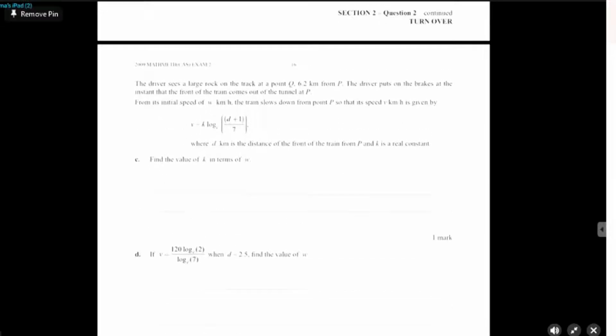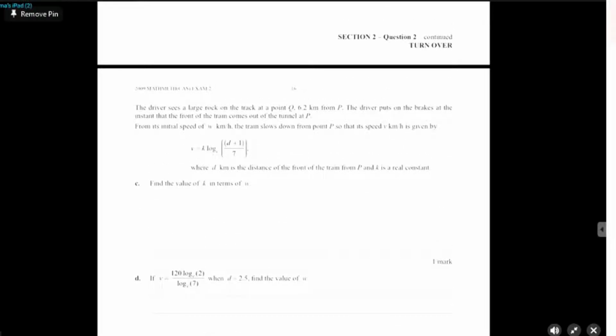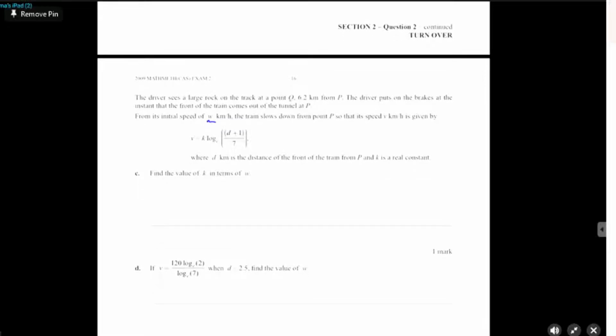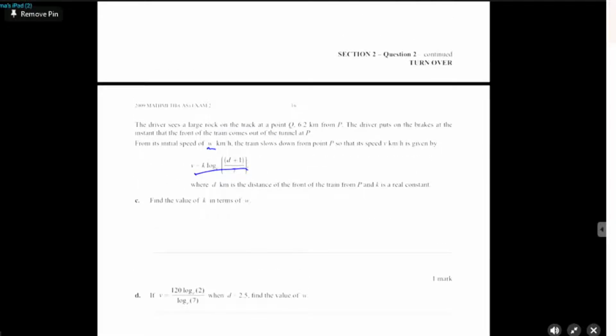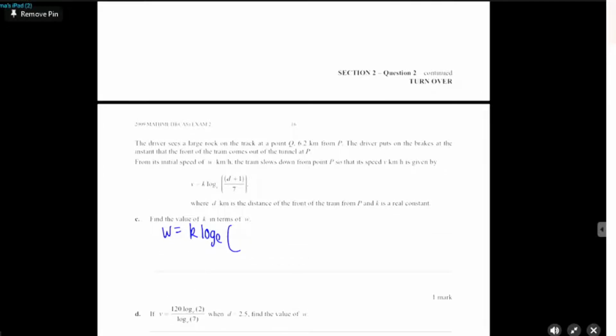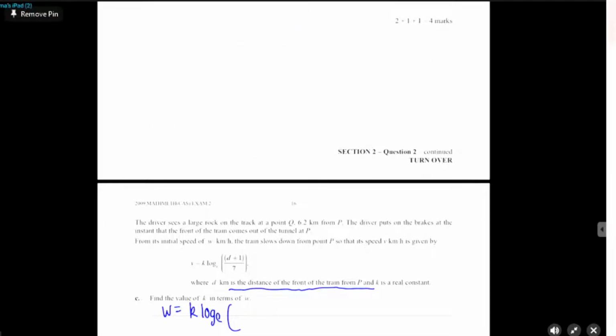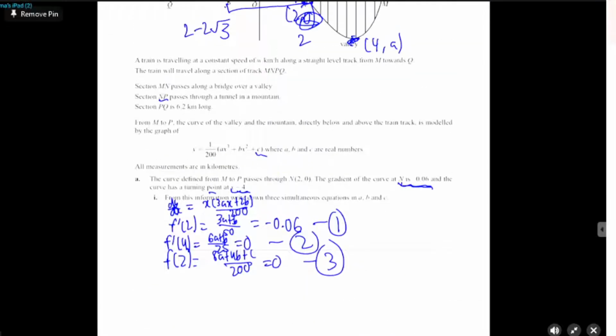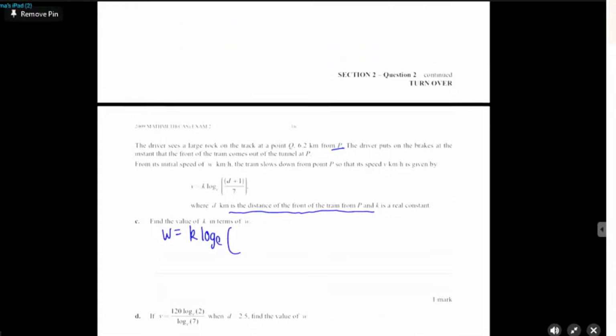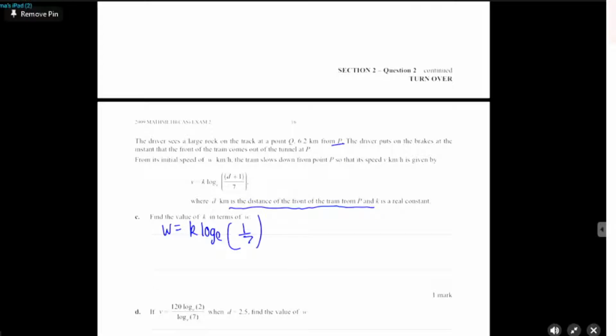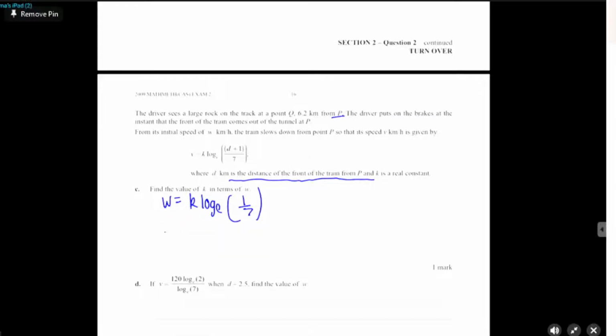Then question C. What you need to know is that you can find the initial speed just using this equation here. W is equal to K times log e of something. It's given that the distance is from the front of the train from P, and the initial speed, as it says in the question, occurs at point P. So that means your distance at the initial speed is going to be 0. And so that's just 1 over 7. Then when it's saying find the value of K, you just rearrange, and then you get this.